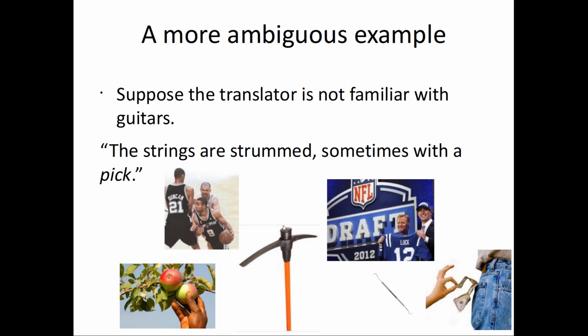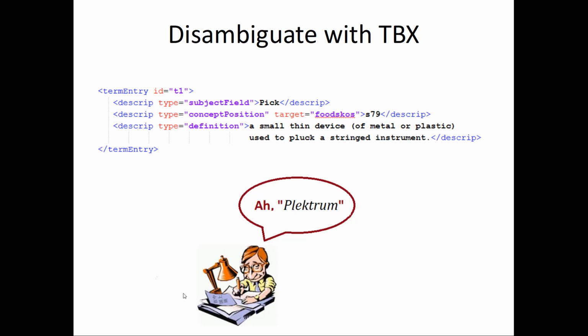A more ambiguous example would be, suppose we have a translator who's not familiar with guitars, and there's a sentence, the strings are strummed sometimes with a pick. Are we talking about a pick like in basketball, a mining pick, a draft pick, a dental pick, a pickpocket, somebody picking fruit? We disambiguate by saying it's a pick, which is a small, thin device of metal or plastic used to pluck a stringed instrument. Ah, the translator said, I know what that means. I'll use the appropriate term.